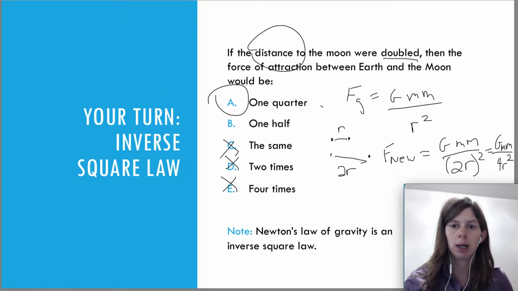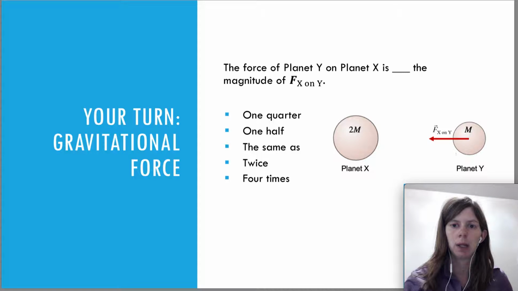Let's take a look at one more your turn here. The force of planet Y on planet X is blank the magnitude of the force of planet X on planet Y. So we see planet X has twice the mass as planet Y. So the two will be attracted to each other. How do the forces compare?